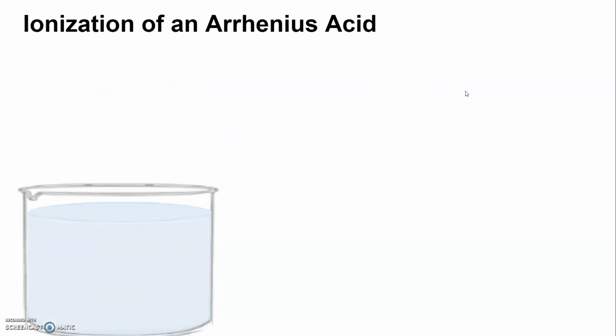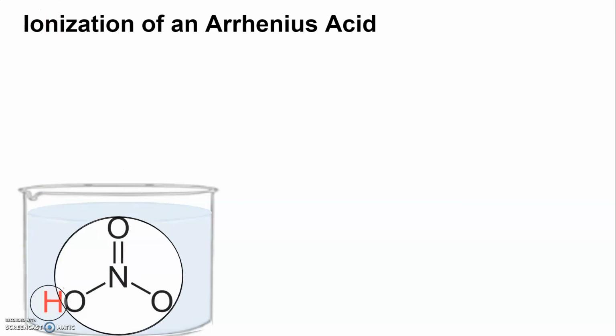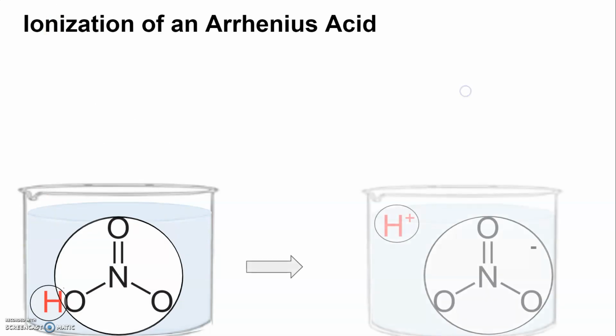All right, let's take a look at another example of an Arrhenius acid. So remember, an Arrhenius acid releases H+ when dissolved in water. So if we take something like nitric acid, HNO3, and we put it in water, it's going to break apart into H+ and then nitrate, NO3-.